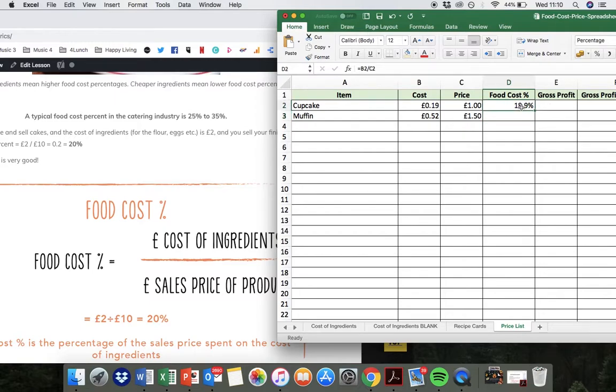Now I don't need to input that formula in again from scratch. I just need to go and hover on, find that black cross, drag and drop it there.